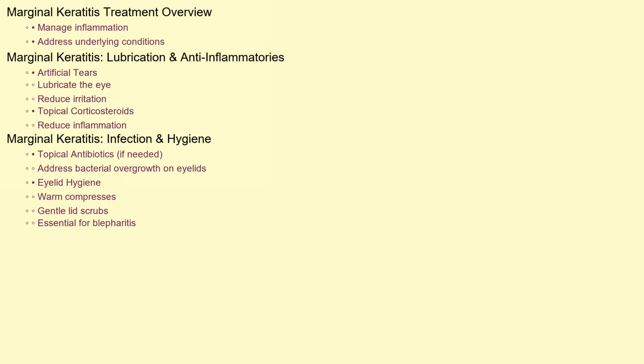Treatment for marginal keratitis primarily focuses on managing the inflammation and addressing any underlying conditions. Artificial tears are often recommended to lubricate the eye and reduce irritation. Topical corticosteroids, in the form of eye drops, are frequently prescribed to reduce inflammation. In some cases, topical antibiotics may be used to address any associated bacterial overgrowth on the eyelids. Proper eyelid hygiene, including warm compresses and gentle lid scrubs, is also essential, especially for individuals with blepharitis.